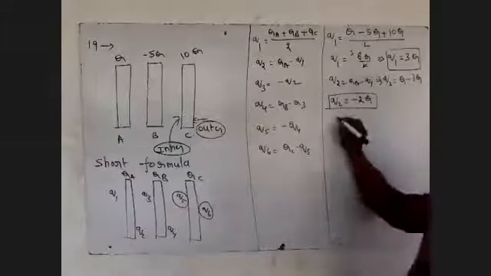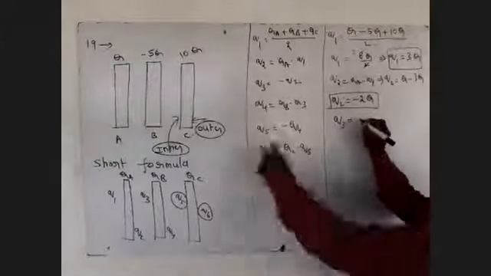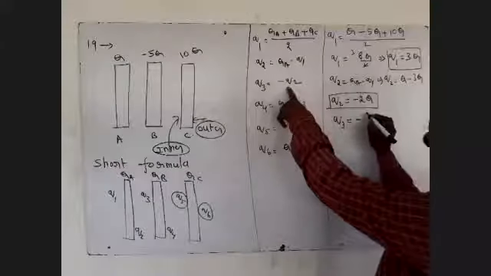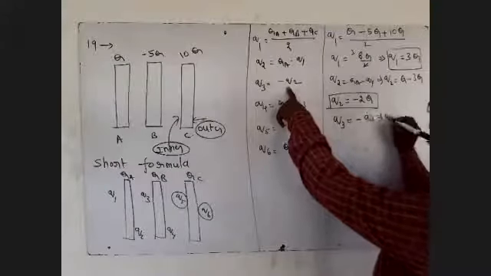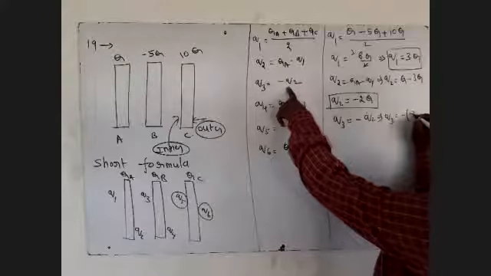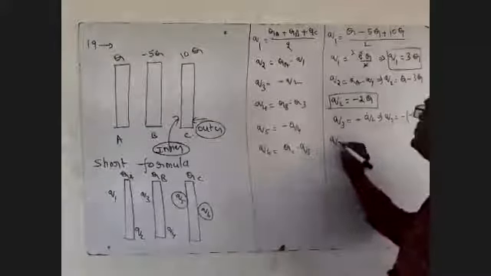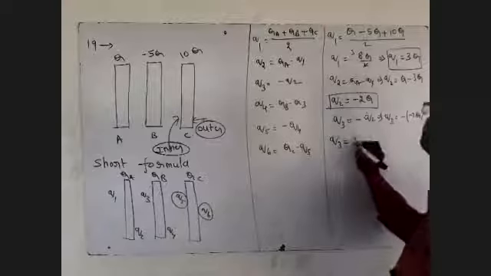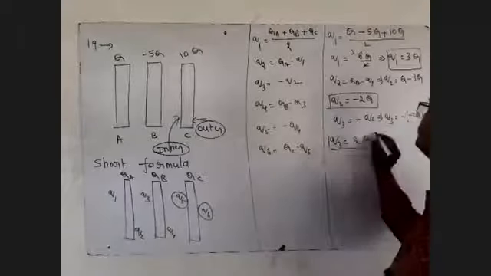Next, I am finding the Q3 value. Q3 is equal to minus of Q2, which means minus of minus 2Q. So minus into minus is plus, that is 2Q. This is the Q3 value.